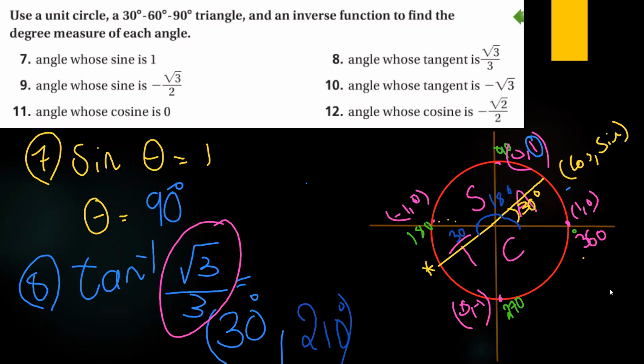Is it clear? I will repeat that. I can use the calculator to remind me that the tan of square root of 3 over 3 is 30, but it is not the only answer. I need another angle. To find the other angle, you need to use the unit circle in order to find where the tan is positive, and then I will start to rotate from the nearest x-axis in order to find this angle here, which is 210.